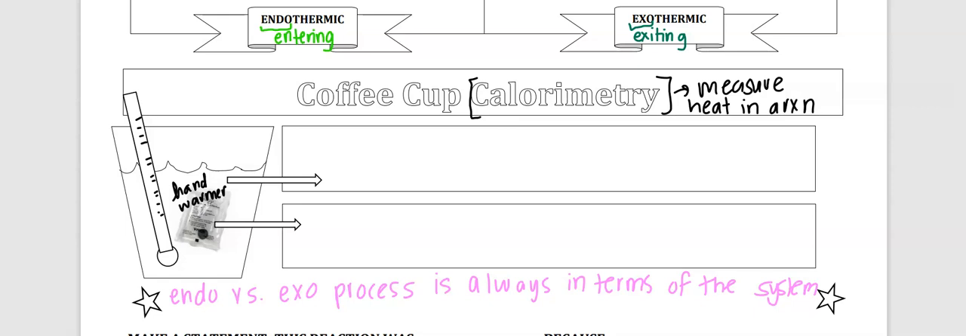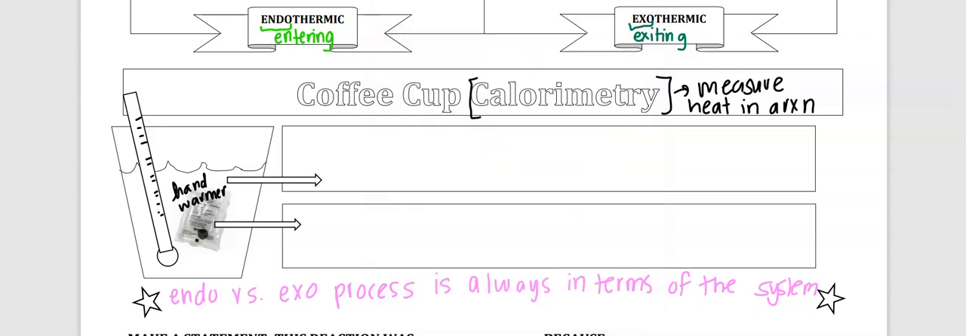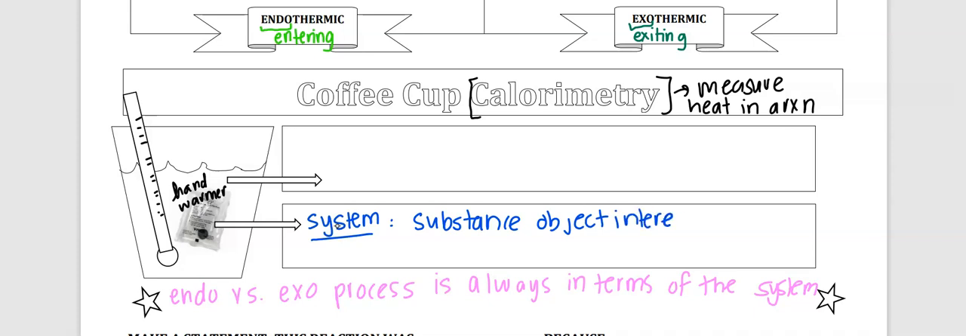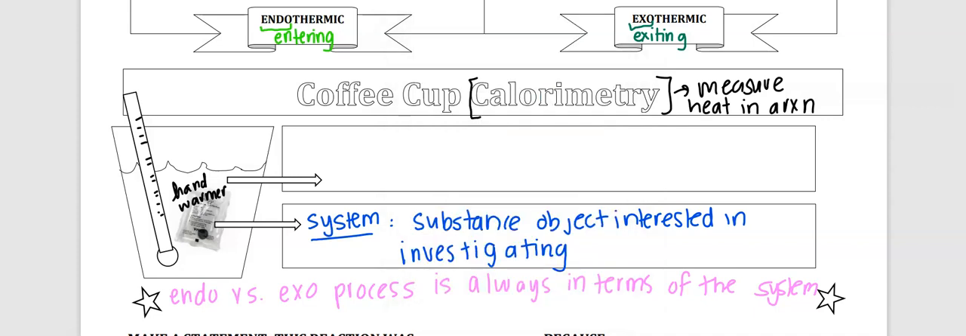In this instance, we're interested in studying how much heat energy is released or given off by the hand warmer. So our system is the hand warmer. The system is the substance or object we are interested in investigating, versus our surroundings, which is the water in this case.